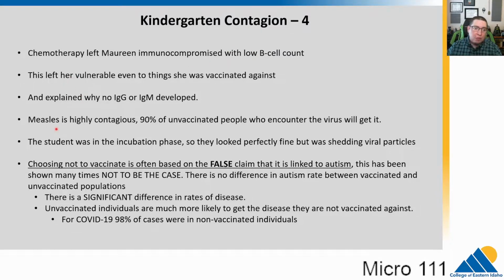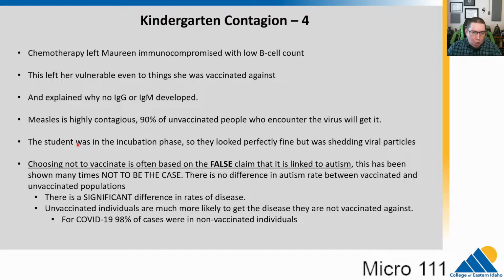Measles, the virus, is super contagious. We're talking 90% of unvaccinated people who encounter the virus will get it. That's like 9 out of 10 chances that you will get it. So, unfortunately, we are seeing this much more frequently. We'll see some statistics at the end of this chapter, but measles is becoming a problem again.